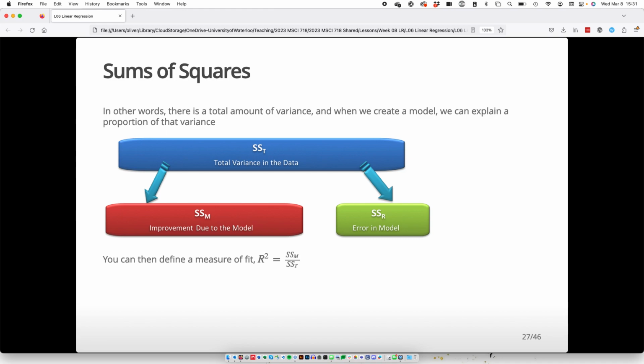So you can define a measure of fit. This is our R squared, which is the ratio of SSM, the sums of squares model, how much variance the model explains, over the total amount of variance that exists. And we test if that's significant. This is an F test, because the sums of squares follow a chi-square distribution, and the ratio becomes an F distribution. And this is the mean squared error, so you divide by the degrees of freedom. We'll talk about that in a second.